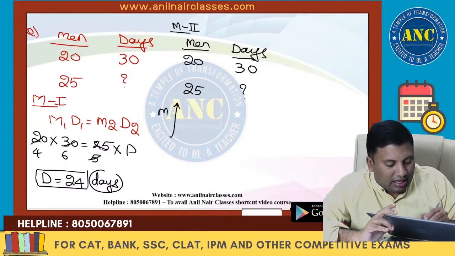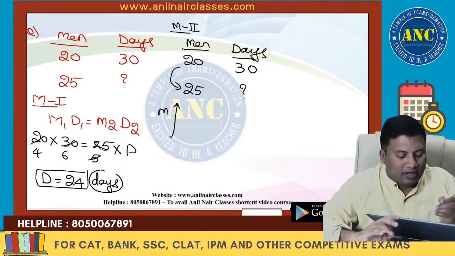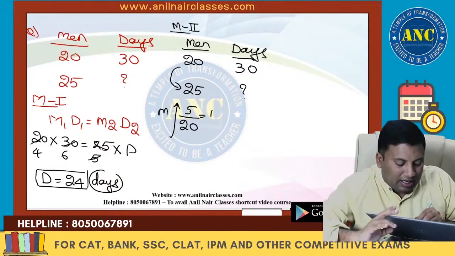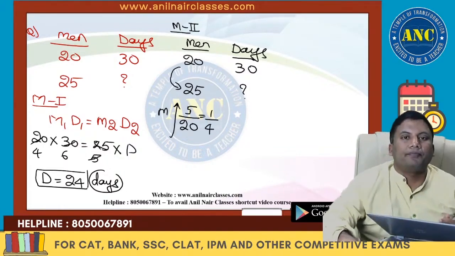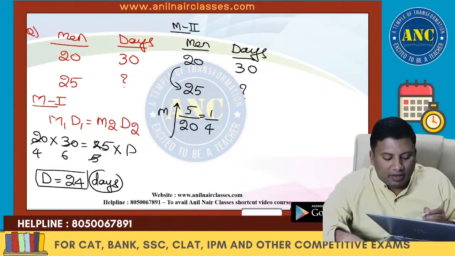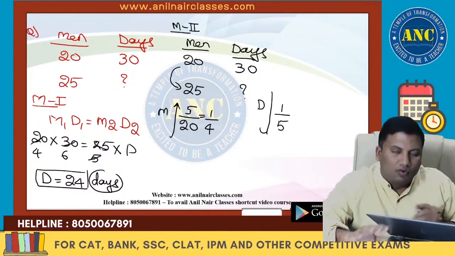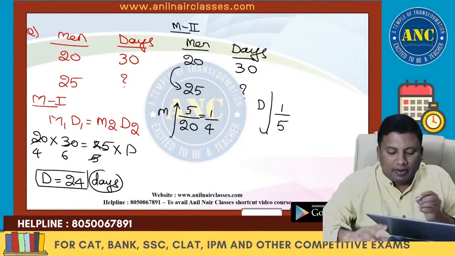Men is increasing, 20 became 25. There is an increase of 5 on 20. It is nothing but 1 by 4. Men increases by 1 by 4, so days decreases by 1 by 5.